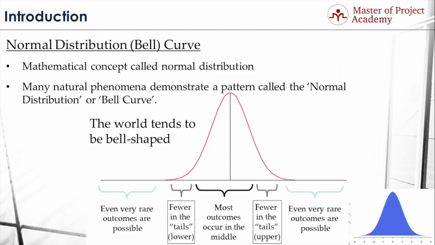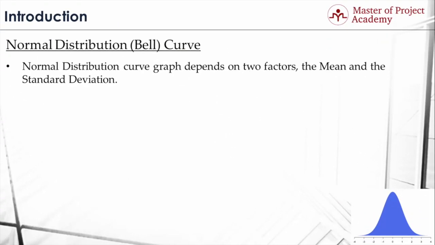This is significant as the data has less of a tendency to produce unusually extreme values called outliers or special causes of variation, or SCV, as compared to other distributions. A normal distribution curve graph depends on two factors, the mean and the standard deviation.